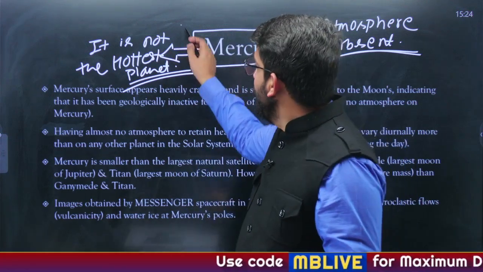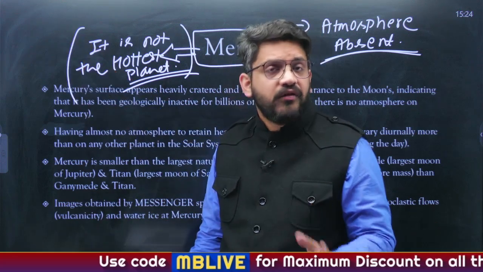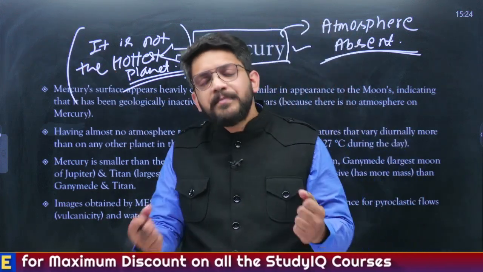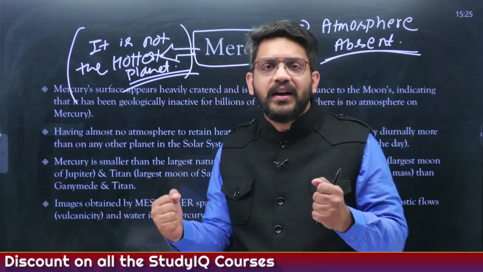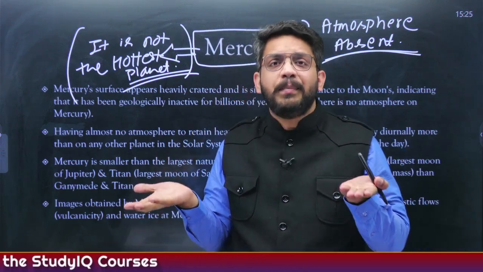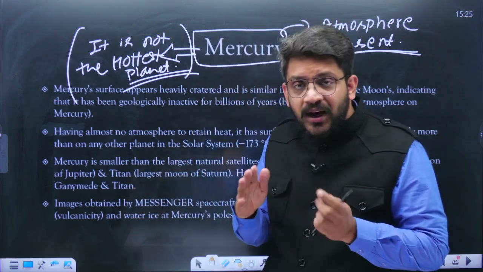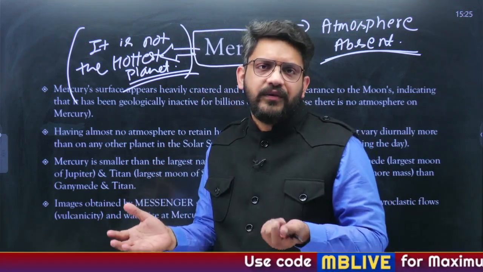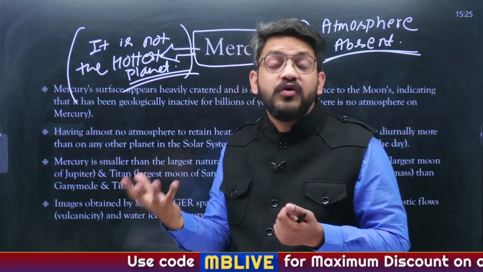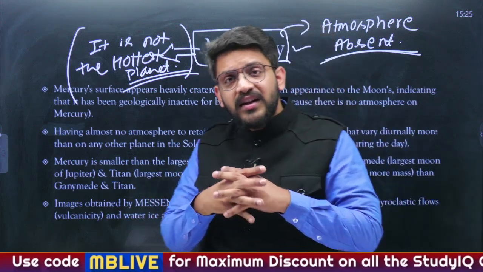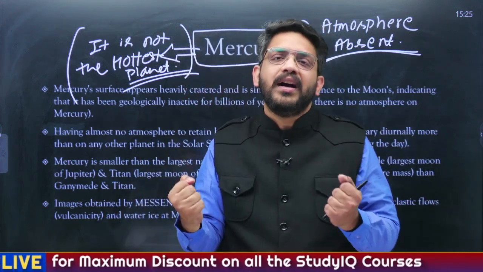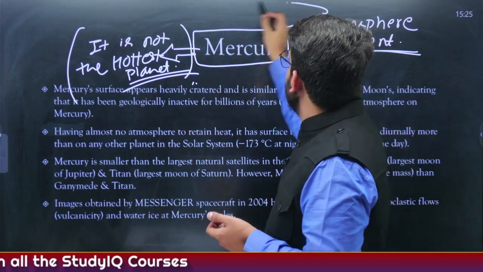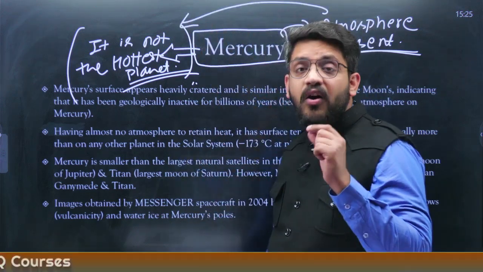Why? Because Mercury does not have any kind of atmosphere. What does atmosphere do? Atmosphere actually traps the heat, and due to that trapping of heat, the temperature of the planet starts increasing. If Earth did not have any kind of atmosphere, the Earth would become a ball of snow. Why? Because there is nothing to trap the heat. Mercury does not have atmosphere, that's why it is not the hottest planet.